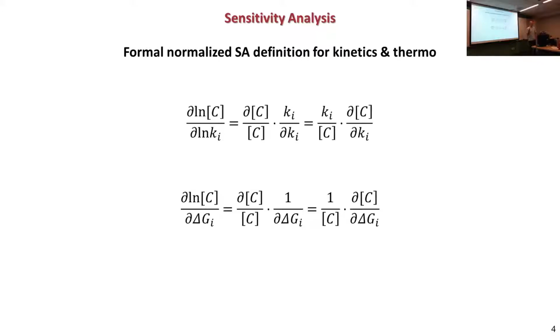Any ideas? Why do we need to look at the normalized sensitivity coefficient? Why isn't just dC over dK enough to say whether the observable is sensitive to a certain reaction or not? Any ideas? If the orders of magnitude are different between species, right? Right. The orders of magnitude between species are different, correct, and rate. Let's give an example. That's absolutely correct.